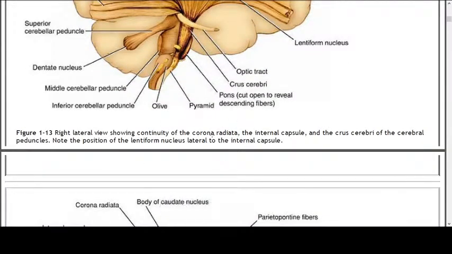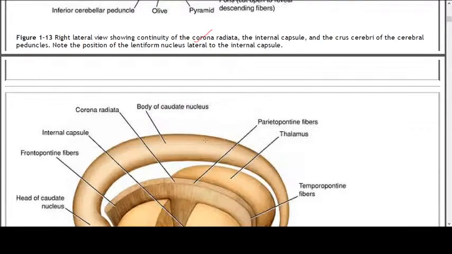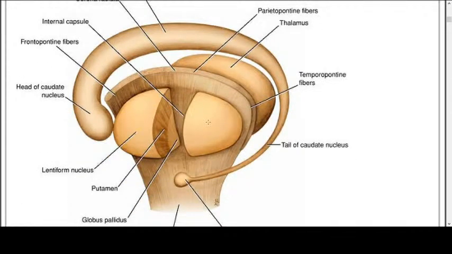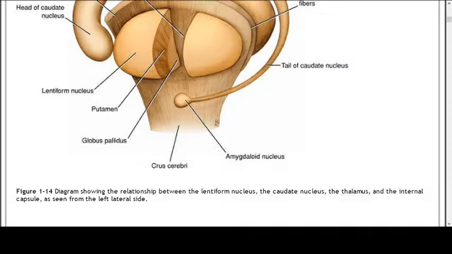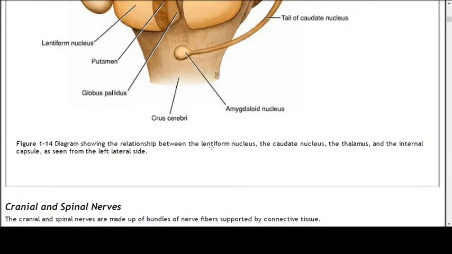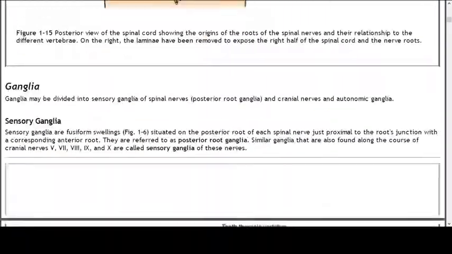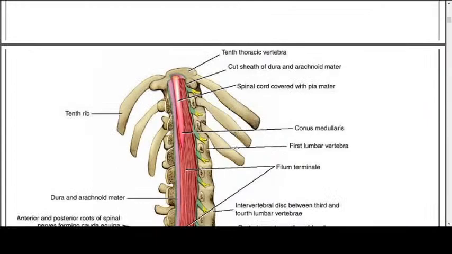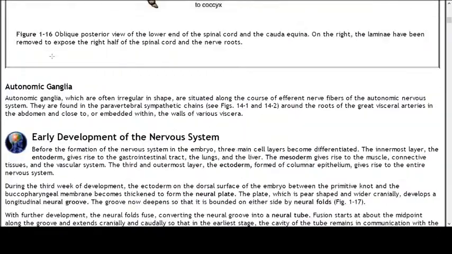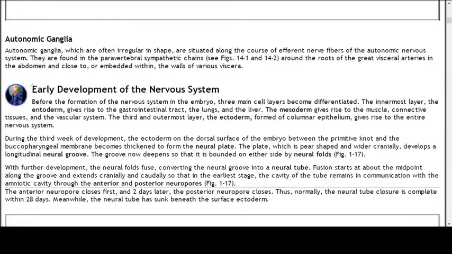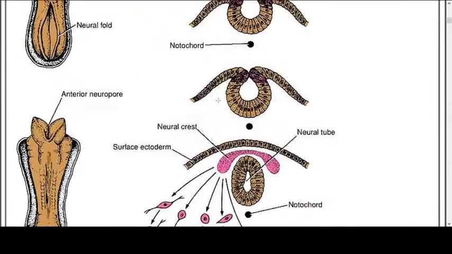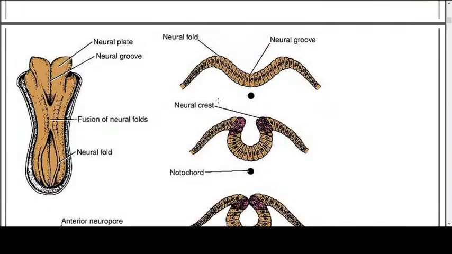So it shows that basically it's explained about the coronary interruption. This one is actually about the ventricle, I guess. Okay. Cranial and spinal nerves, ganglia, autonomic ganglia, all the development of the nervous system. Okay, so this is the development of the nervous system.